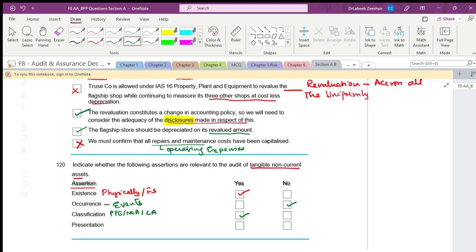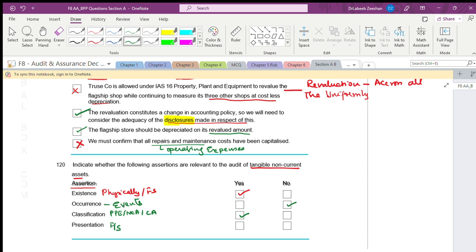Next, the last one, presentation. Presentation where? Presentation in the financial statements. Here we are talking about how you are going to present as per International Accounting Standard 16, in terms of non-current assets.